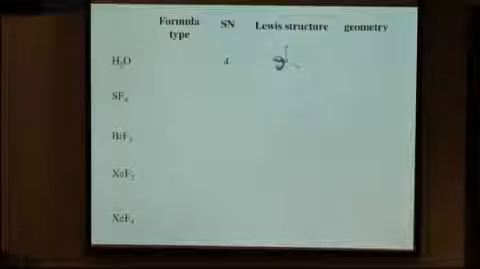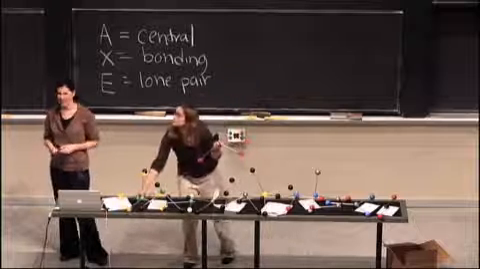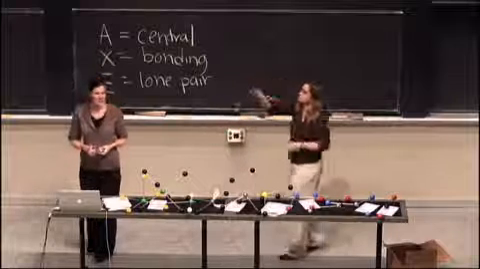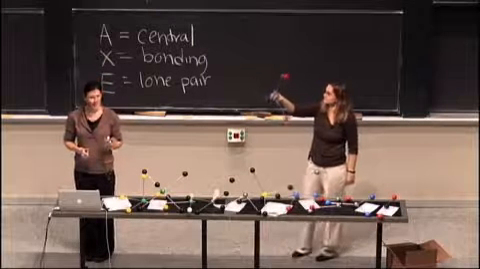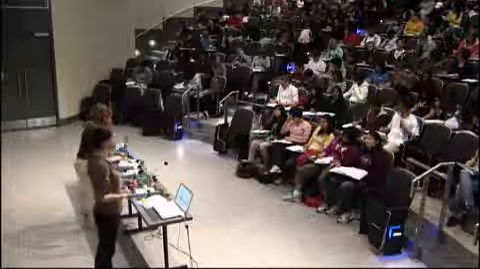When we talk about the formula type of water, what would you say the formula type is? Okay, AX2E2, that's correct. And what is the geometry of water? It's bent. So what we saw at the beginning of class was water is bent, and now you can see why and should be able to predict that yourself.